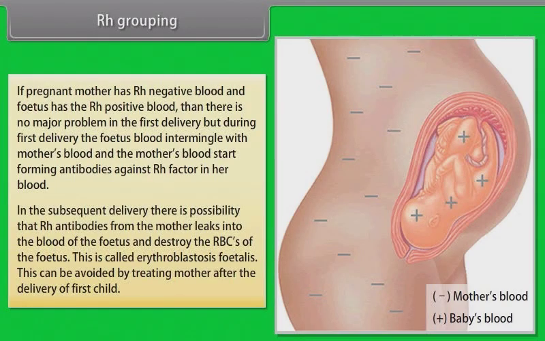In the subsequent delivery, there is a possibility that Rh antibodies from the mother leak into the blood of the fetus and destroy the RBCs of the fetus. This is called erythroblastosis fetalis. This can be avoided by treating the mother after the delivery of the first child.